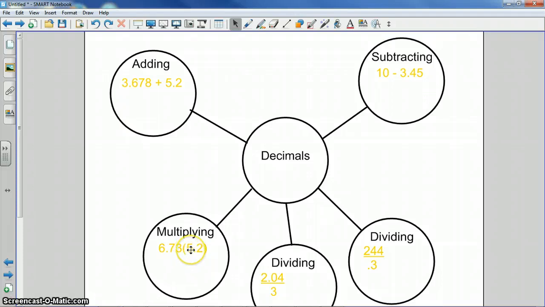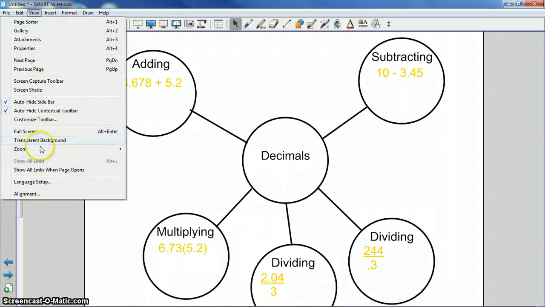So try to make good notes, make this something that you can keep and leave in your binder so that you'll know what to do later. Go ahead and pause the video here, copy this bubble map onto your own paper, and notice what I did. I have a bubble for adding and subtracting, and I did two for dividing because they're two different situations, and then one for multiplying. Go ahead and pause the video and copy this chart. Make your circles big enough so that you can work out the problems in the circles as well.